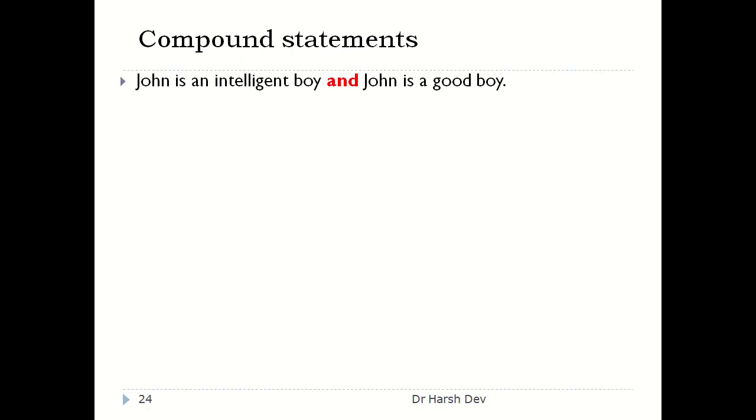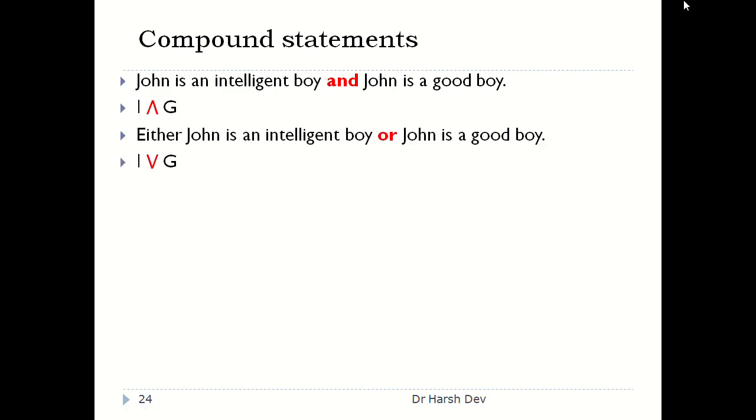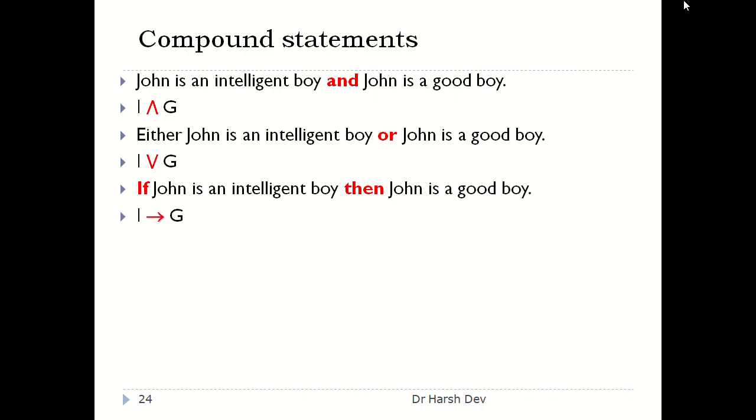For example, in the previous one we used John is an intelligent boy and John is a good boy. It can now be represented by I conjunction G, because conjunction represents and. Now you can see that we have converted this entire statement into a mathematical form, like a mathematical expression. Similarly, this statement is converted to I disjunction G. Disjunction means or. If-then can be represented by I conditional G, because conditional is used for if-then. So if John is an intelligent boy, then John is a good boy.